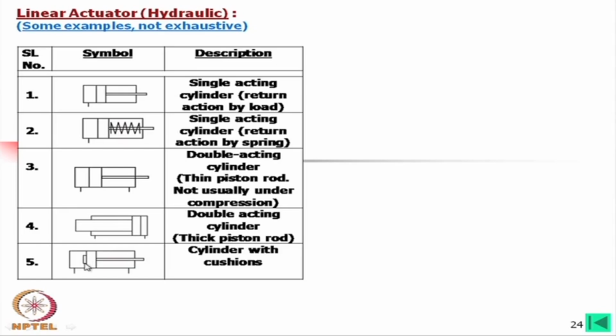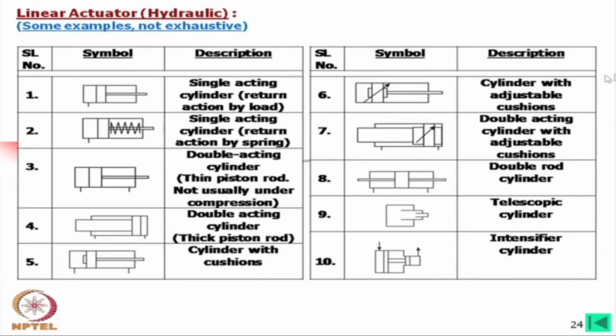Now, if we add something like this, then there is a cushion effect. This cushion effect means a physical cushion may not be there. When the piston is reaching towards the end, there will be a flow restrictor through which the flow will be very slow so that the piston will touch the cylinder gently. So, there will be some cushioning effect. Now, this is a cylinder with adjustable cushions. This cushion can be adjusted, that means you can allow it to collapse faster or later. Now, this is again a double acting cylinder with adjustable cushions.